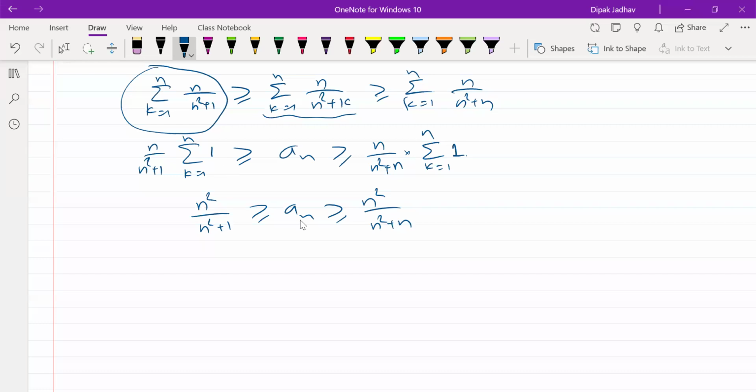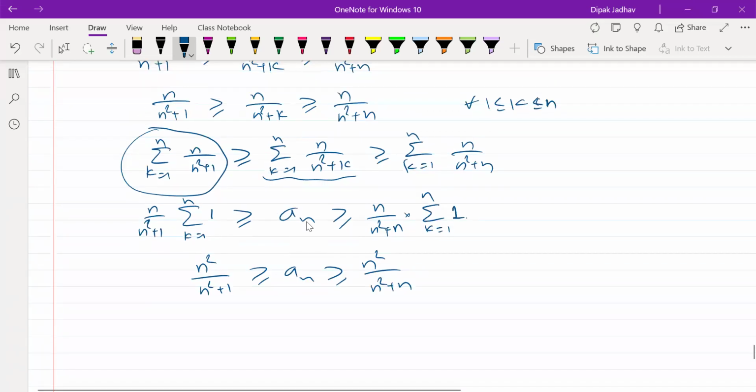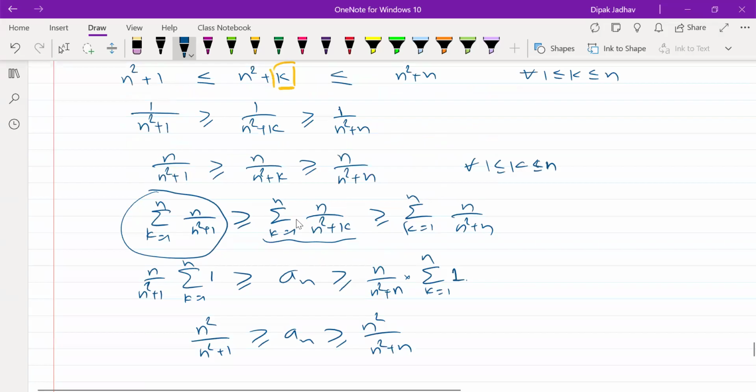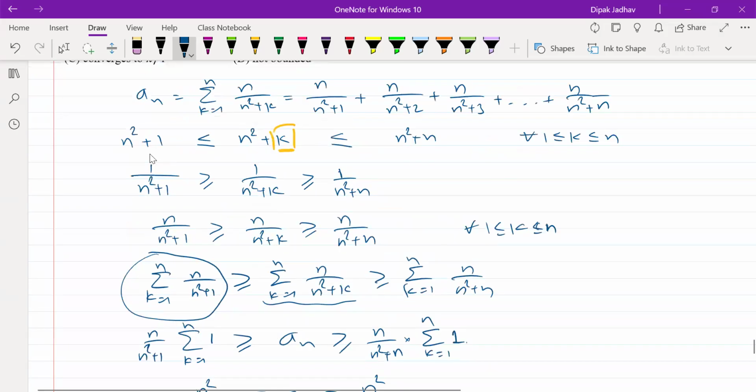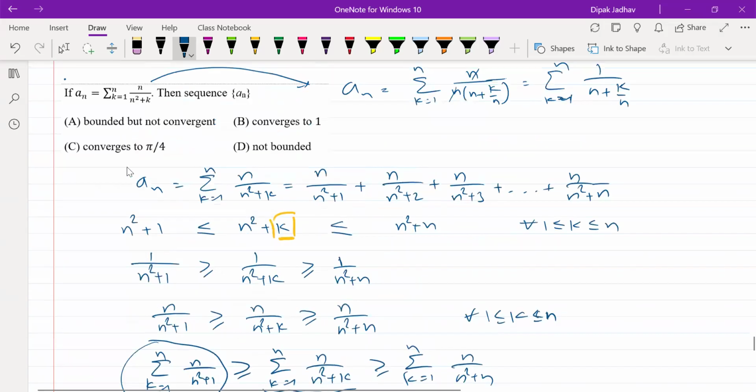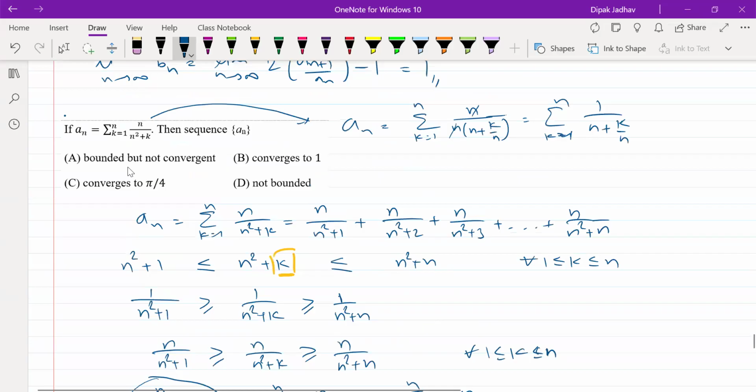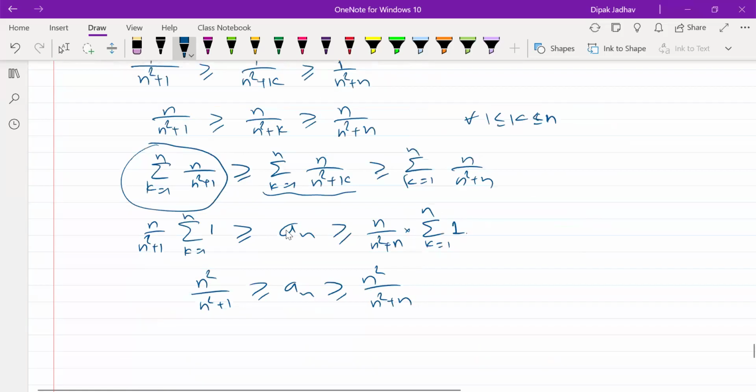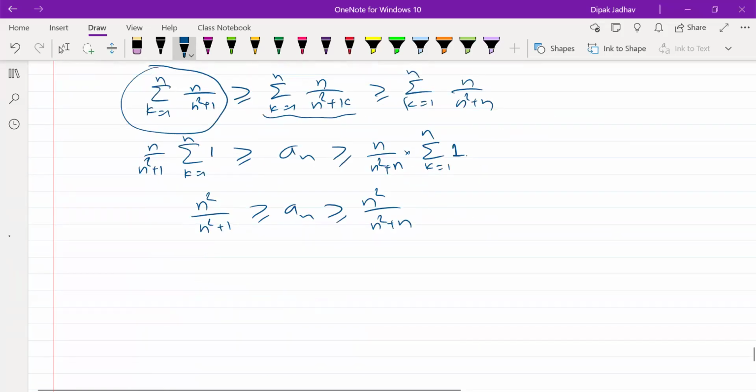Okay, good. How does it help? We want the limit of an. We want to conclude about convergence of the sequence an. We are trying to find the limit of sequence an. So does this inequality help to get the limit? Squeeze theorem. Yes, squeeze theorem.